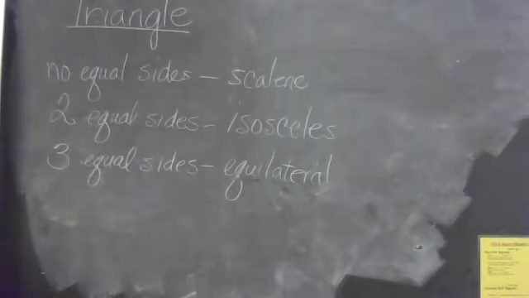Now we're going to talk about angles. And before we talk about the names of a triangle according to the angles, I want to talk to you about 3 types of angles, because we've got to know those before we can talk about the names of the triangle.